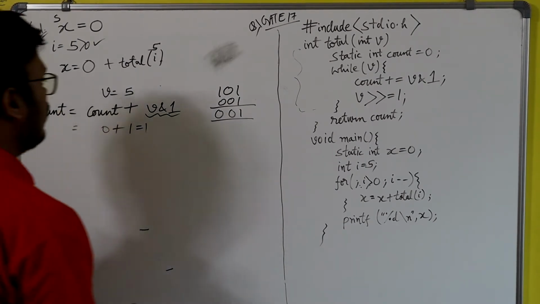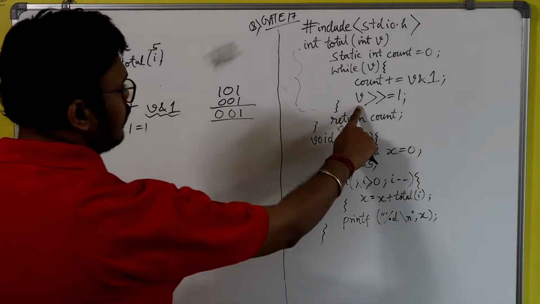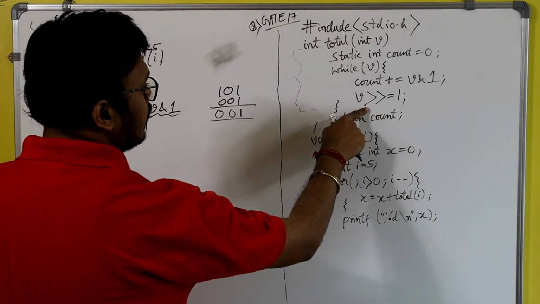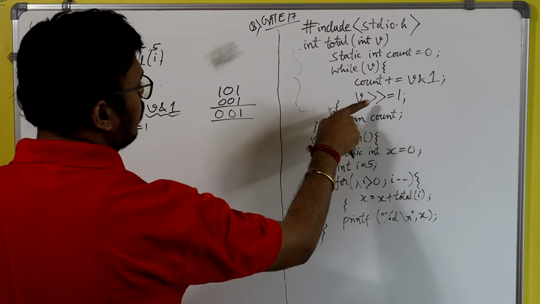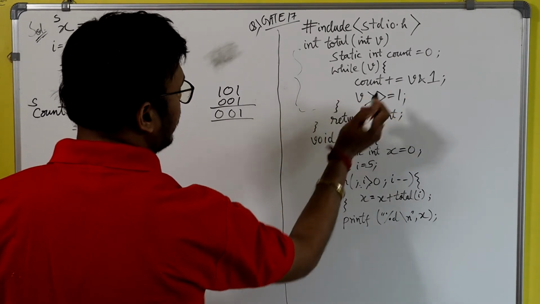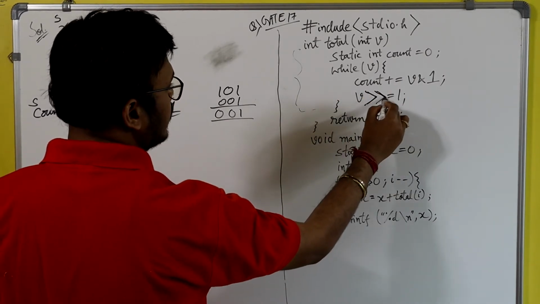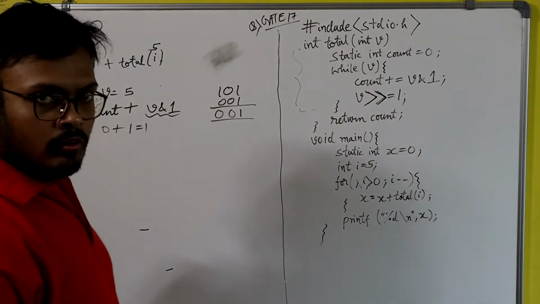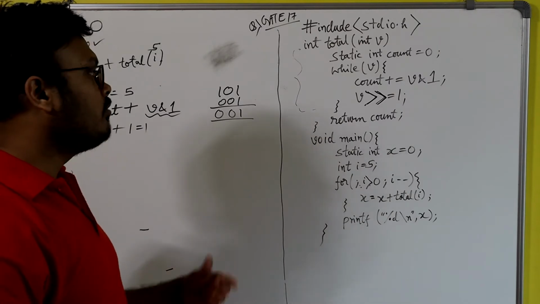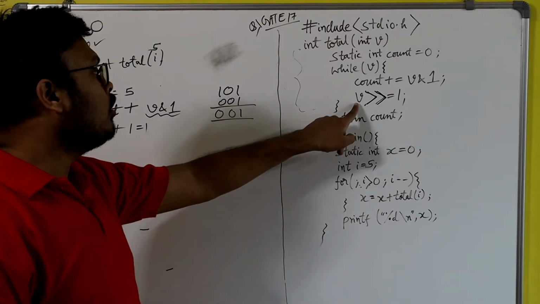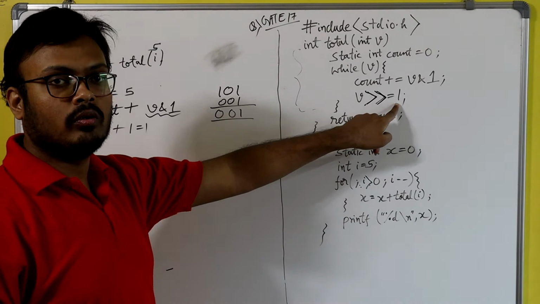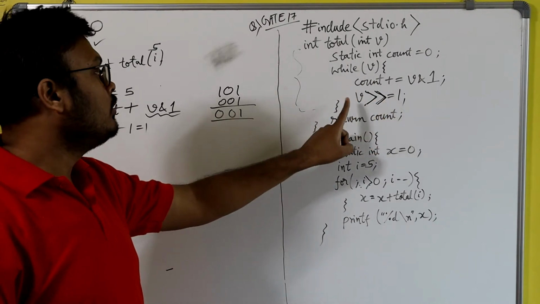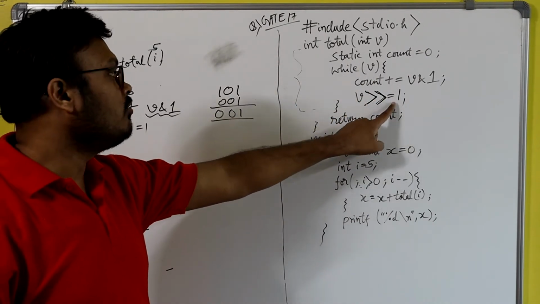Okay. And now after that you see, here right shift operator is there. This sign indicates that it's a right shift operator. So by how many bits will it be shifted? It means the value of v will be shifted by 1 bit.